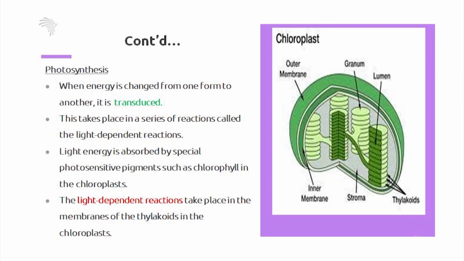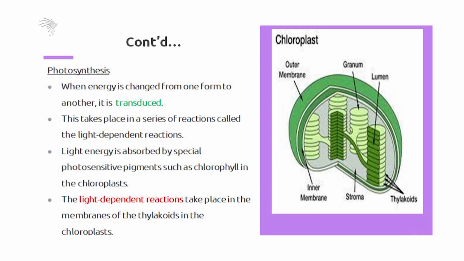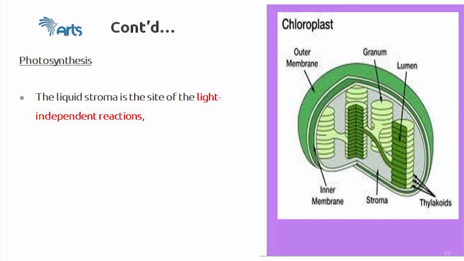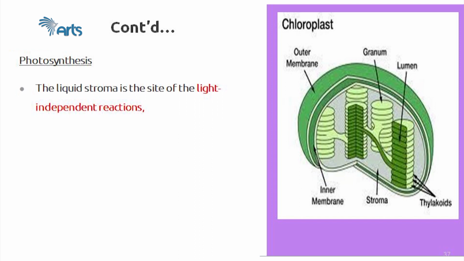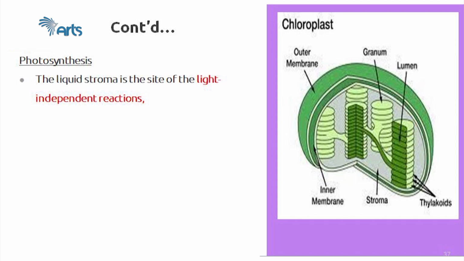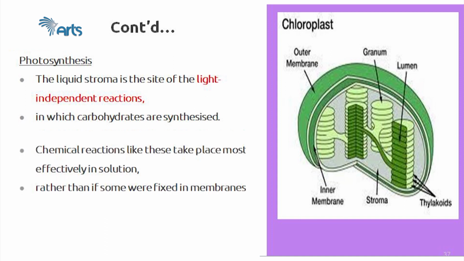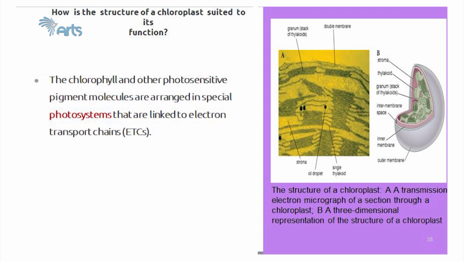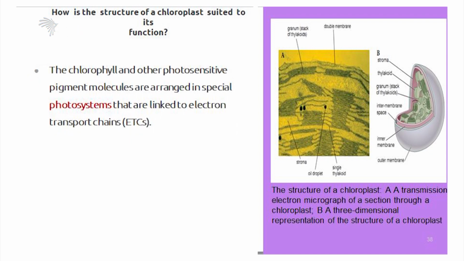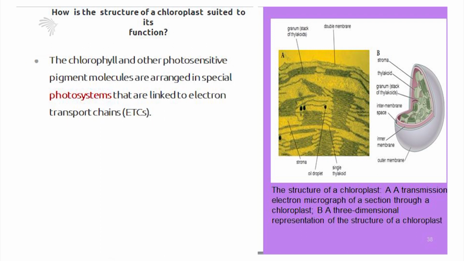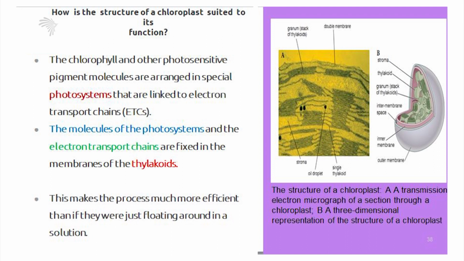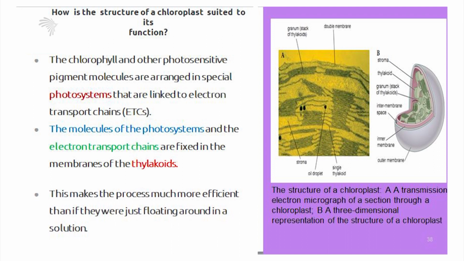The light-dependent reaction takes place in the membranes of the thylakoids in the chloroplast. These are the structures of the chloroplast, the green and light green structures. The liquid stroma is the site of the light-independent reaction. So the light-dependent and the light-independent reactions occur separately in the chloroplast, and carbohydrates are synthesized in the light-independent reactions. Chemical reactions like this take place most effectively in solution, rather than if they were fixed in membranes. The chlorophyll and other photosensitive pigment molecules are arranged in special photosystems that are linked to the electron transport chain, ETC. The molecules of photosynthesis and the electron transport chain are fixed in the membranes of the thylakoids. This makes the process much more efficient than if they were just floating around in a solution.